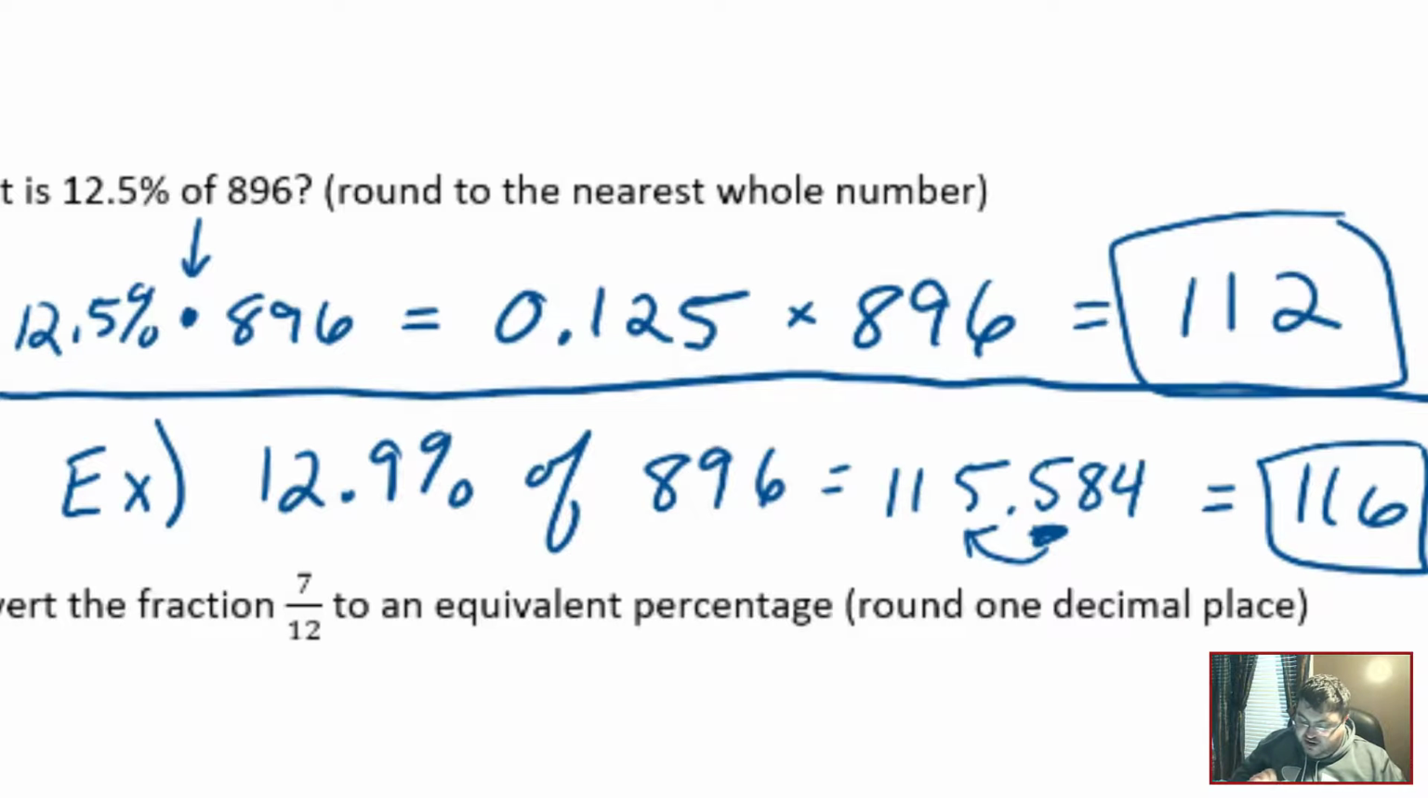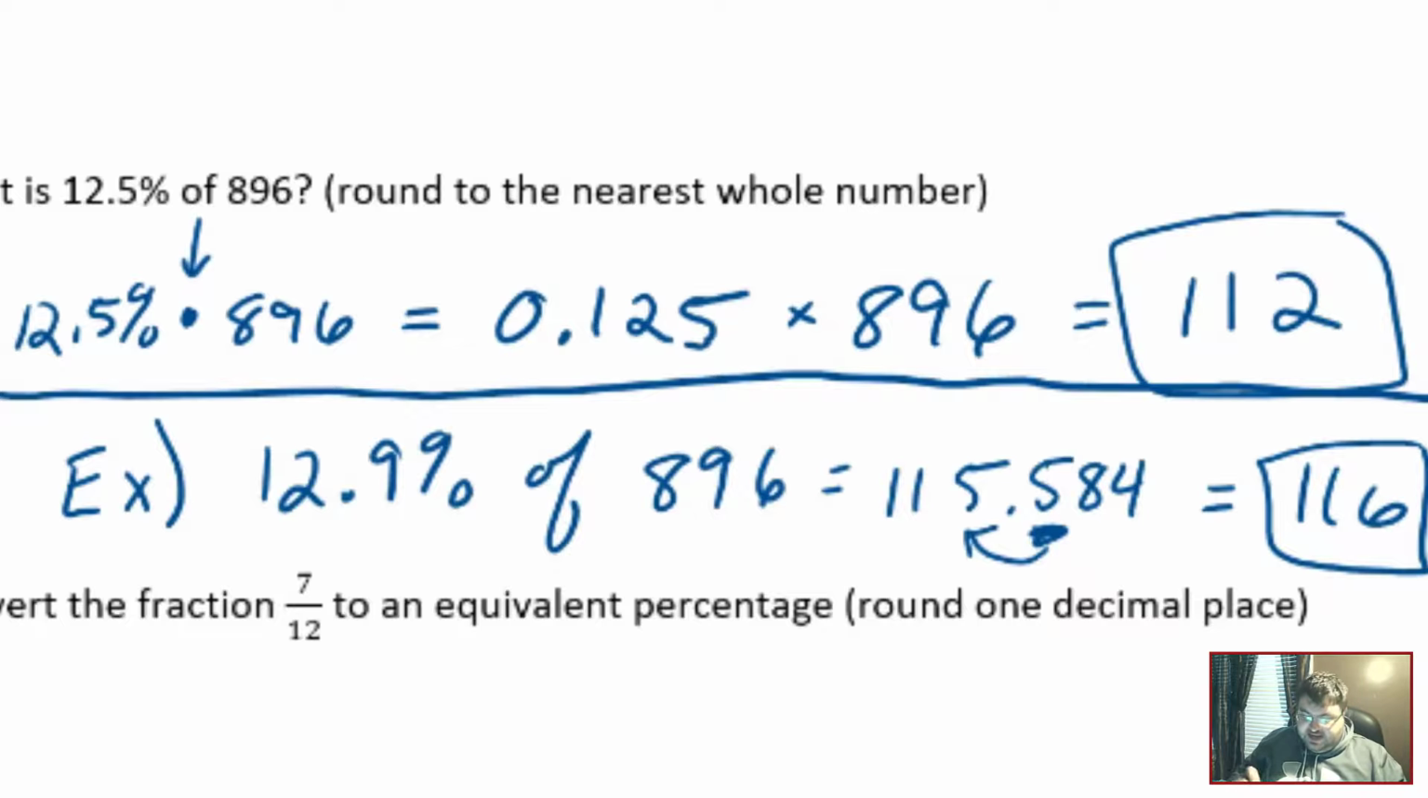Sometimes you do have to round, especially when you're in statistics and you survey 896 people. You want to do the nearest whole person. So a lot of times you end up using a whole number instead of the decimal number, the 115.584.